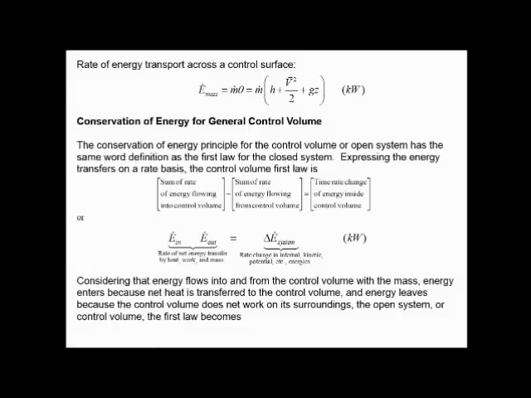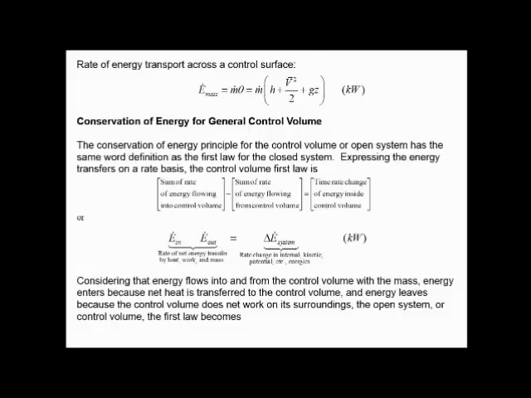Now the conservation of energy for a general control volume. The conservation principle for the control volume, an open system, has the same word definition as the first law. That means the rate of net energy transfer by heat, work and mass is equal to the rate of change in internal energy, kinetic energy, potential energy, or any other kind of energy. That is E in minus E out equals delta E of the system. We consider that energy flows into and from the control volume with the mass. Energy enters because net heat is transferred to the control volume, and energy leaves because the control volume does net work on the surroundings.